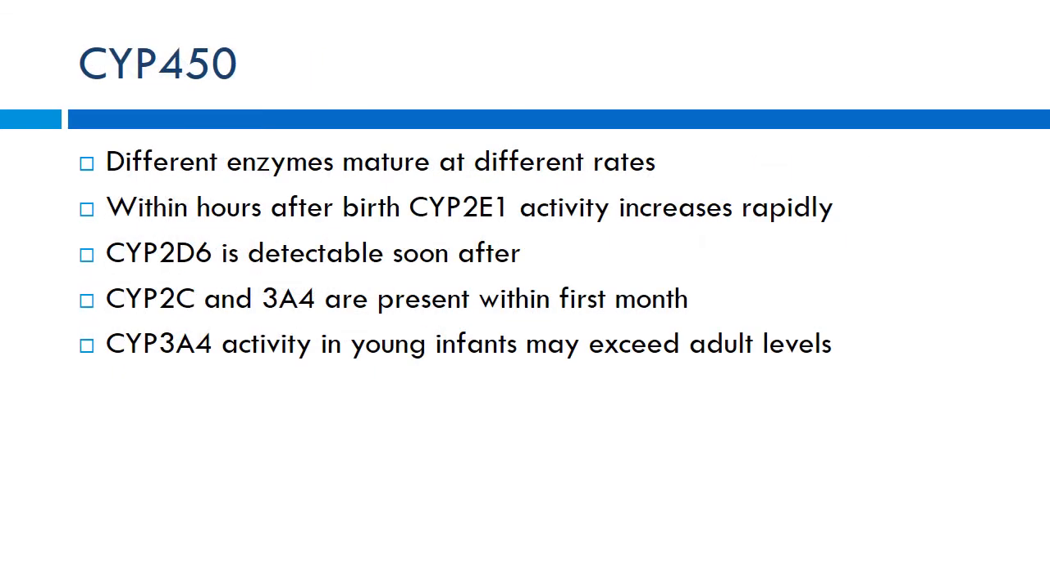So different enzymes mature at different rates, as I mentioned. Looking at CYP2E1, for instance, you'll find that within hours after birth, activity actually increases pretty rapidly. CYP2D6 can be detectable soon after birth. 3A4 and 2C enzymes are going to be present in the first month. And you may find things like 3A4 in young infants may actually be at adult levels, kind of what we've mentioned with the phenytoin.